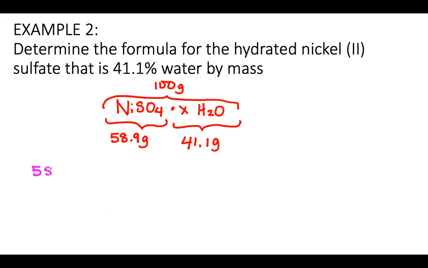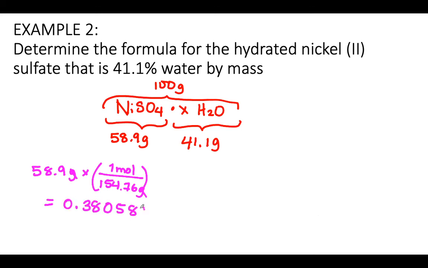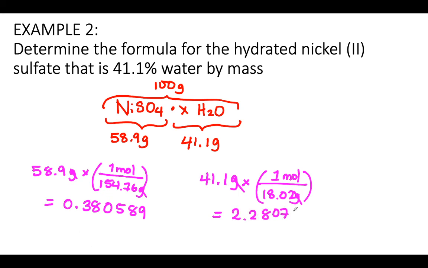Given this information, the process of finding the formula of the hydrate remains exactly the same as previous. So we start off with our mass. We have to find our moles, right? And we have to do it using our molar mass. So for every 1 mole of nickel sulfate, it weighs 154.76 grams. So the value of moles is 0.380589. And then I do the same for the water, so 41.1 grams times the ratio of the molar mass, so 18.02 grams for every 1 mole. Cancel out my grams, and I get 2.280799112 moles.